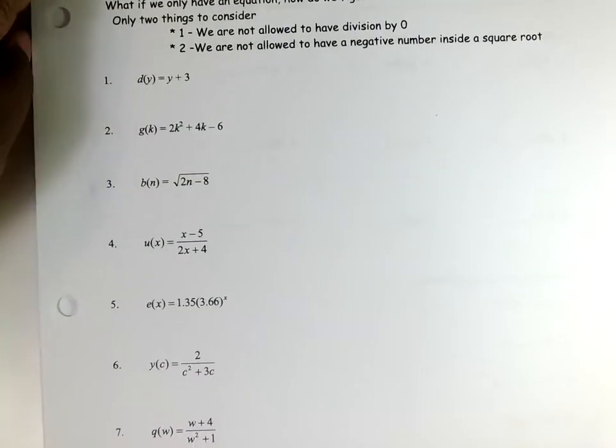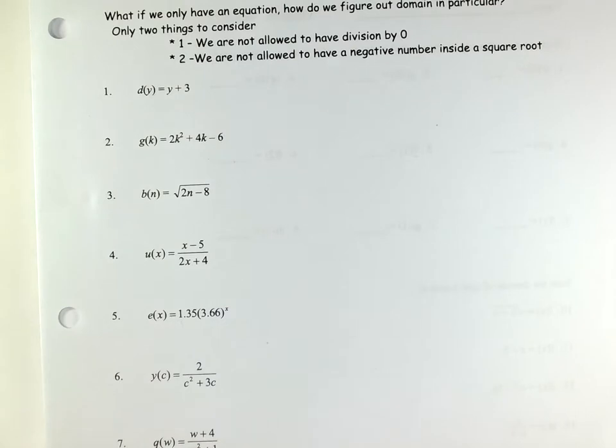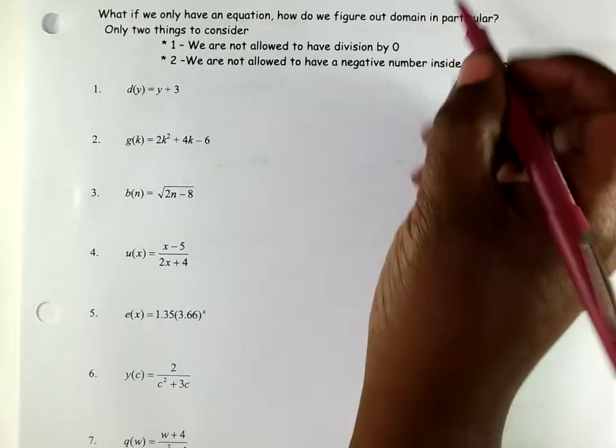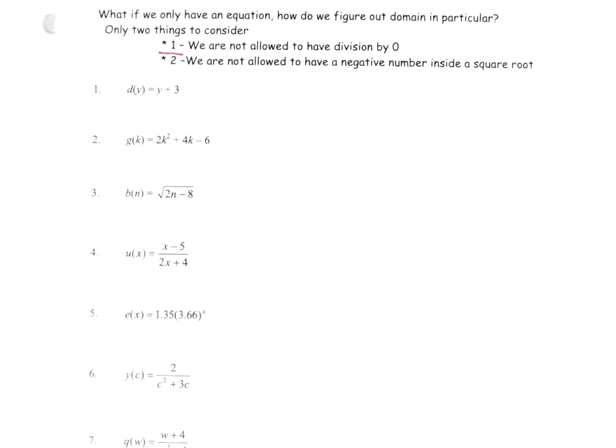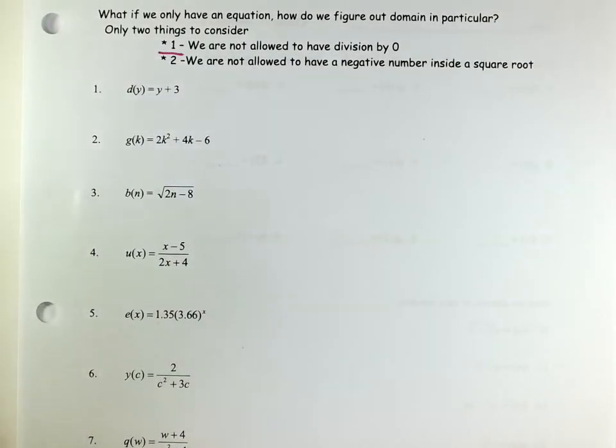Now we have the equations. And I want to know, what do I need to restrict from my domain to make sure it's still a function? There's only 2 things that we have to worry about. One is we are not allowed to have division by 0. So if I have a fraction form, a rational, I have to look at that denominator and see what makes it 0.